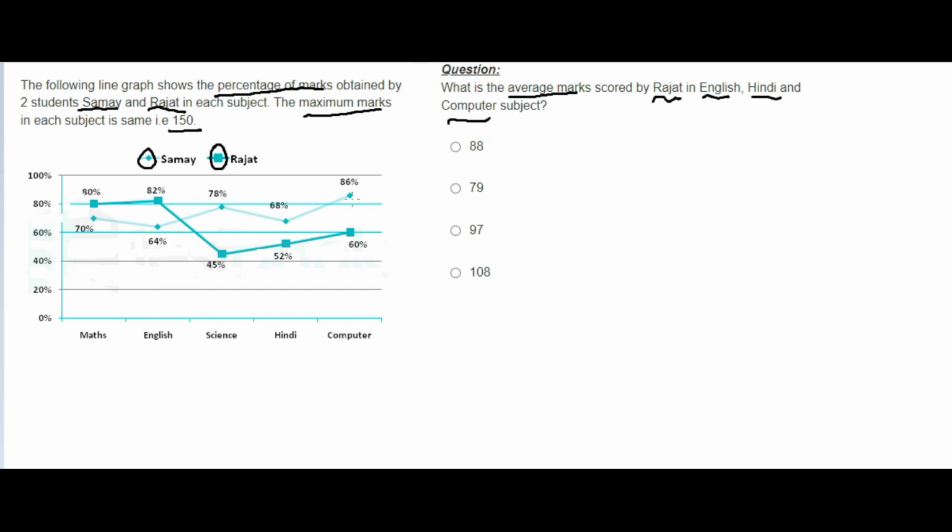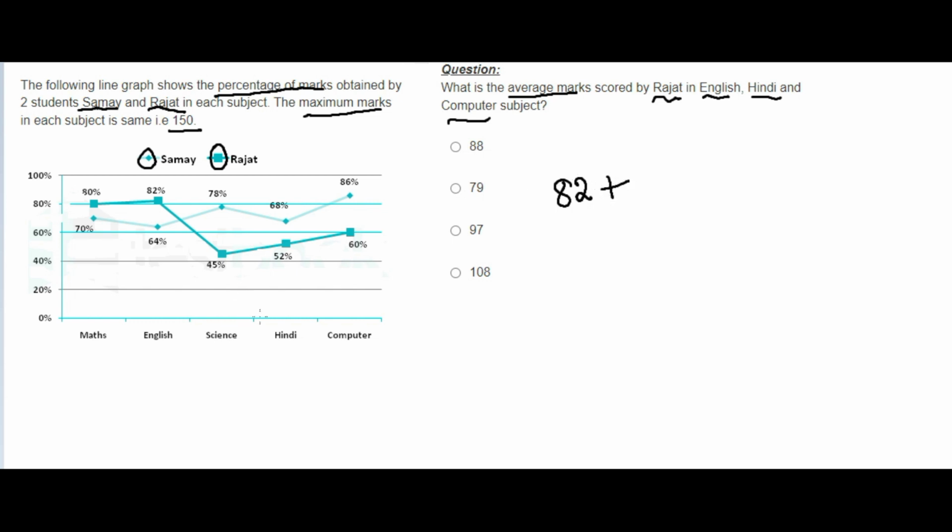So first of all, you know that Rajat is shown by the square shaded part. So we want to know the English, Hindi, and computer subject marks for Rajat. Rajat means the square. Look at English first of all. For English, Rajat scored 82 percent. 82, and then plus.